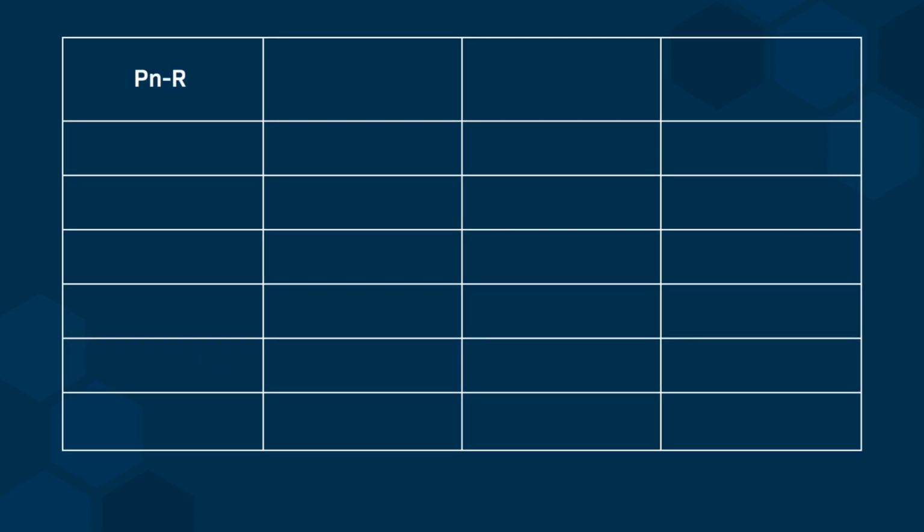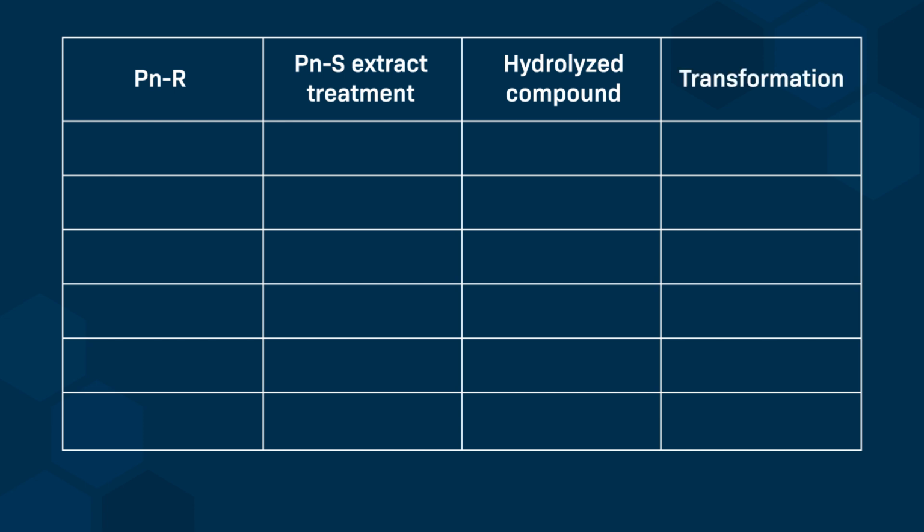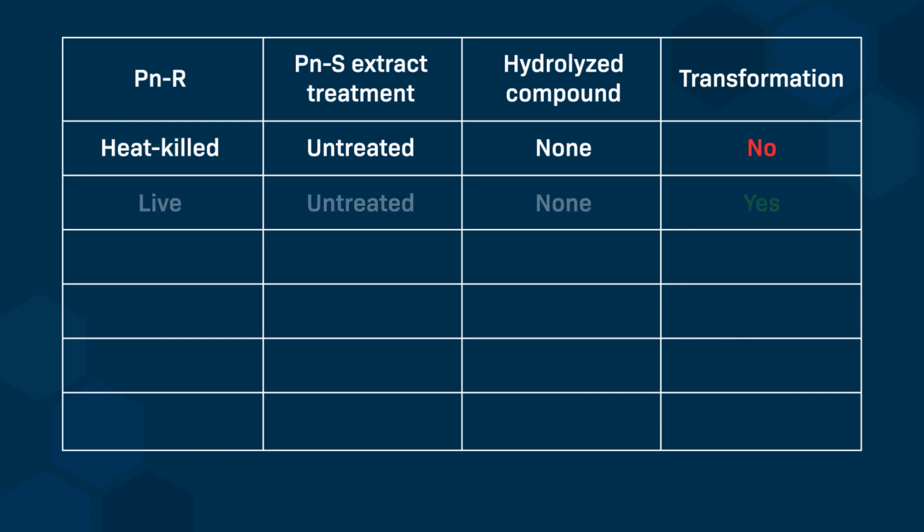This table covers the key components of the experiment: the state of PNR, dead or alive, PNS extract, which enzyme was used, hydrolyzed compound, which components of the PNS extract had been removed, and transformation, whether or not PNR transformation took place. Mixing heat-killed PNR with untreated PNS extract resulted in no transformation, as expected. When live PNR was combined with untreated PNS extract, transformation took place.